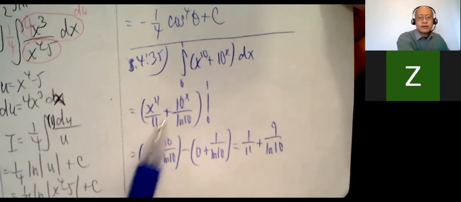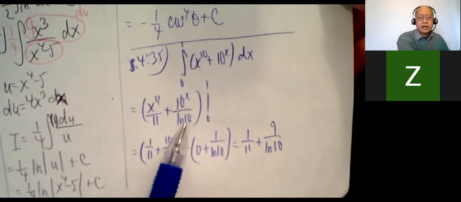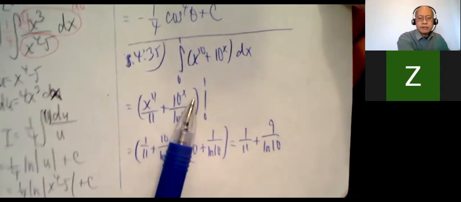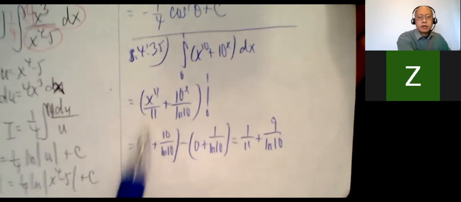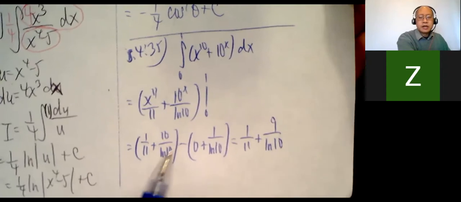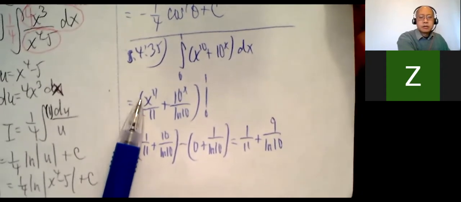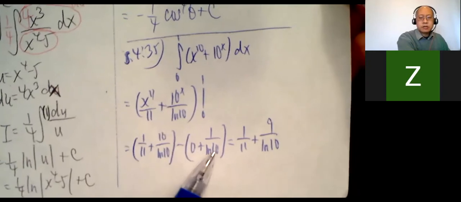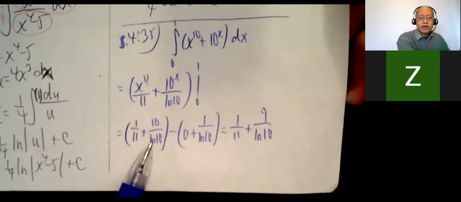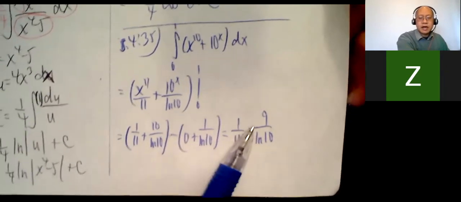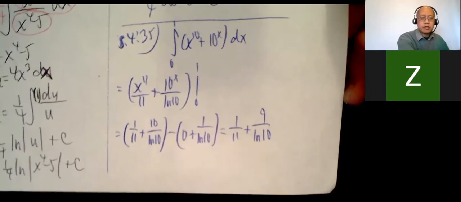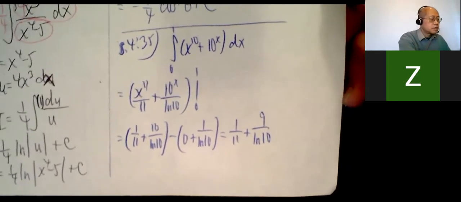So I have x to the 11th over 11 plus 10 to the x over ln 10 from 0 to 1. Okay, and the rest is pretty much the same. Plug in 1: 1 over 11 plus 10 to the 1 is 10, so 10 over ln 10, minus, plug in 0, that's 0. 10 to the 0 is 1, so 1 over ln 10. 10 over ln 10 minus 1 over ln 10 is 9 over ln 10. So final answer is 1 over 11 plus 9 over natural log of 10. Okay.